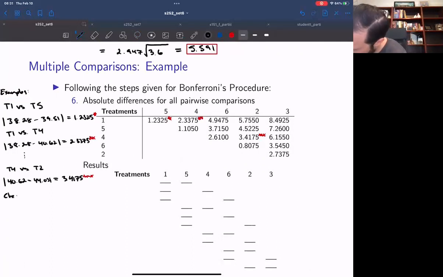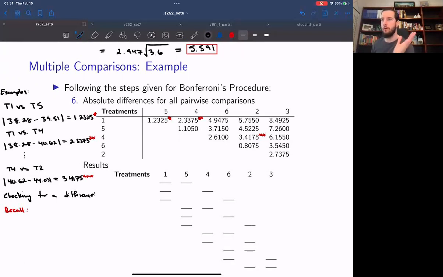And now we're going to say checking for a difference. All right, so recall that, no, it's all positive values. Yeah. So the two bars mean absolute, so that's strictly positive.